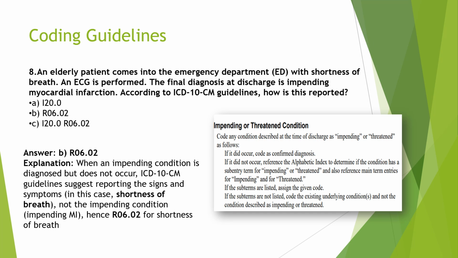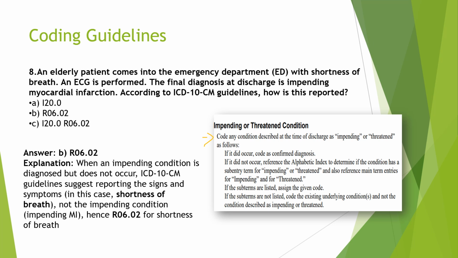Okay, what guideline do we have? The ICD-10 guideline for impending conditions. Many of you will not be aware. Since they are mentioning impending myocardial infarction, we have certain guidelines. I've added an image, please check it. Whenever we are coding for impending or threatened conditions, it should occur if you are going to consider it as a final diagnosis, as described in the discharge summary. That means they should mention that the patient got the infarction.